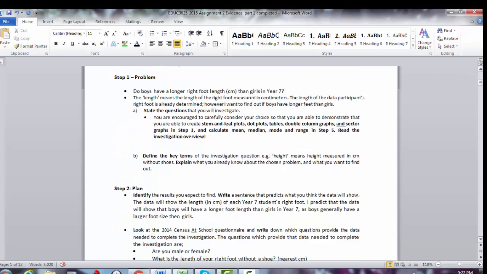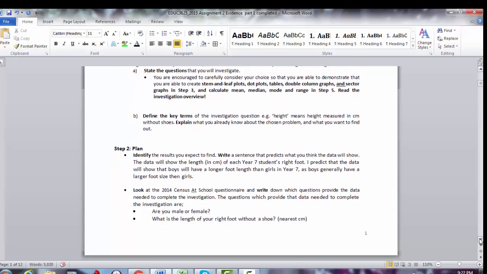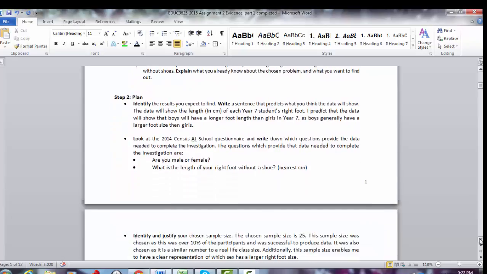The question that I proposed for this assignment was, do boys have a longer right foot length in centimetres than girls in Year 7? The questions which provide the data needed to complete the investigation are: are you male or female? And what is the length of your right foot without a shoe to the nearest centimetre?